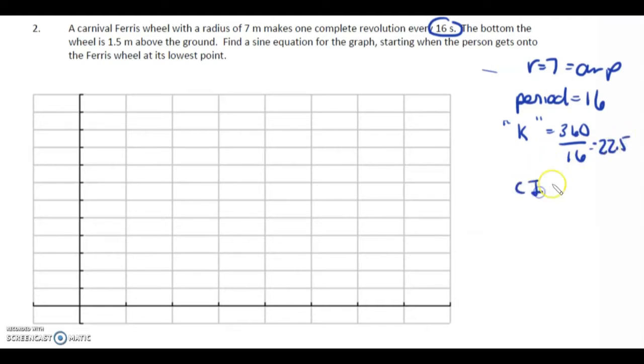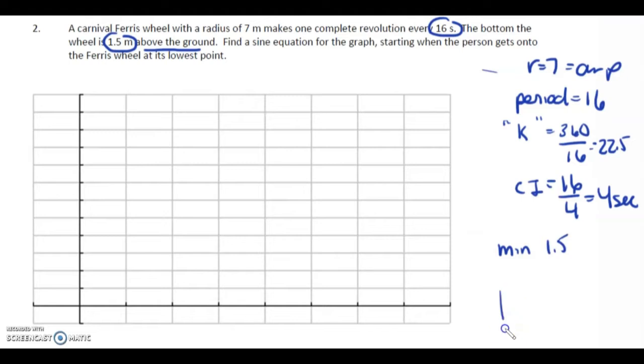And the critical intervals. The interval along the x-axis is going to be that 16 divided by 4, so it's going to be 4 seconds each. The bottom of the wheel is 1.5 meters above the ground. So that's the minimum point. The minimum point is 1.5.